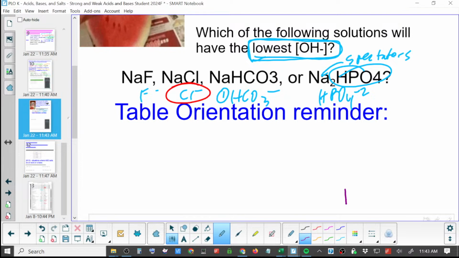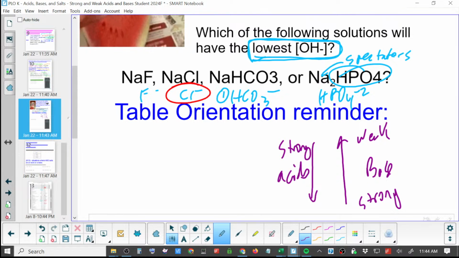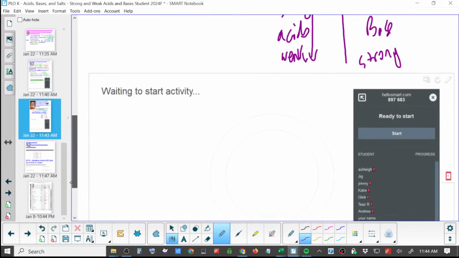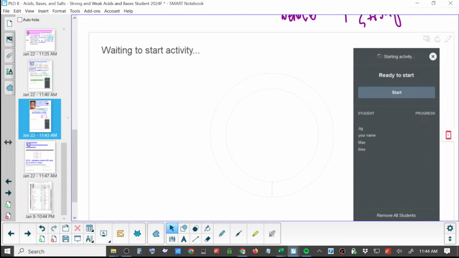Table orientation reminder. We've got, for bases, weak, strong, acids, strong, weak. Let's try that again. New one.